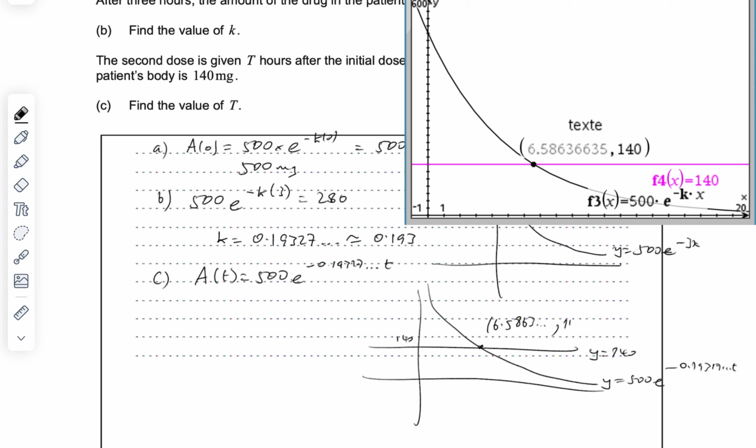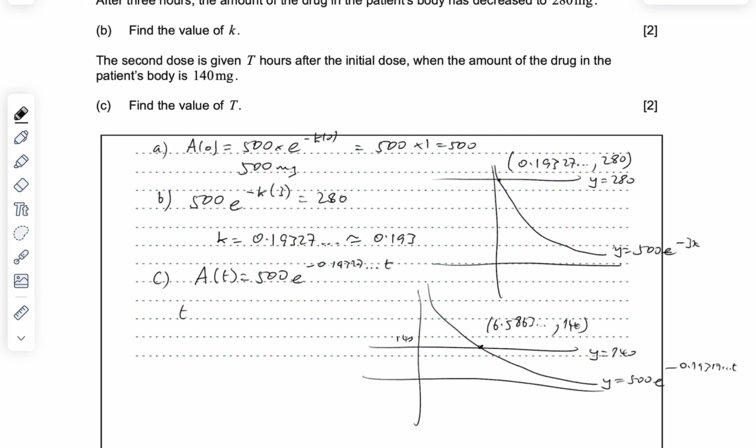is 6.5863 comma 140. So we have that t equals 6.5863, which is approximately 6.59 to 3 significant figures.